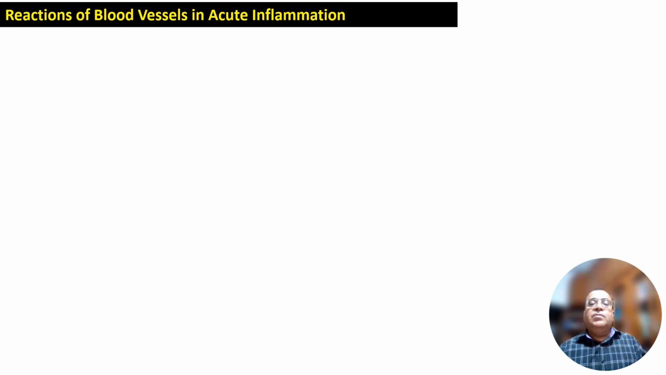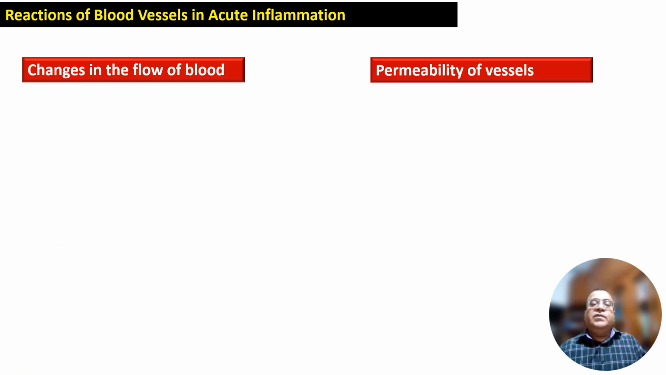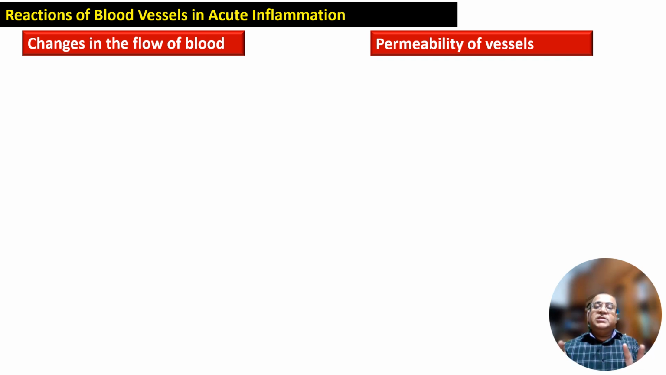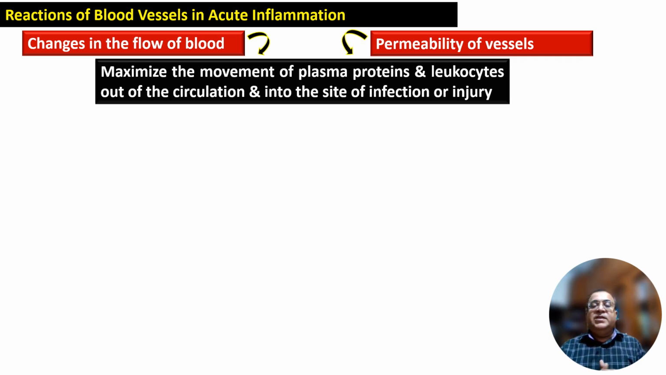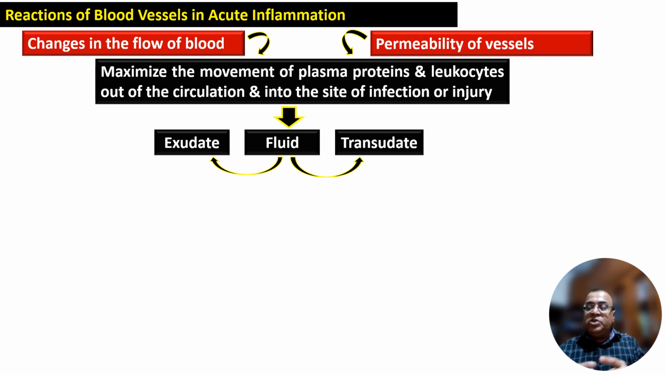So the blood vessel reacts in acute inflammation, and there are two major changes. There is a change in the vascular blood flow, and also the permeability of the vessel is changed. Due to these two changes, there is outward movement of plasma protein and leukocytes toward the site of infection or injury that results in accumulation of fluid. This accumulation of fluid can be in the form of exudate or transudate.